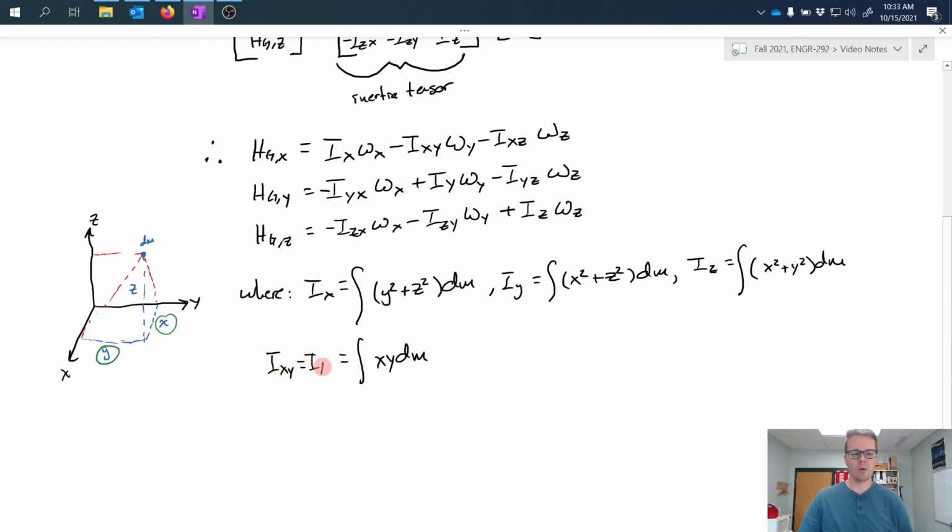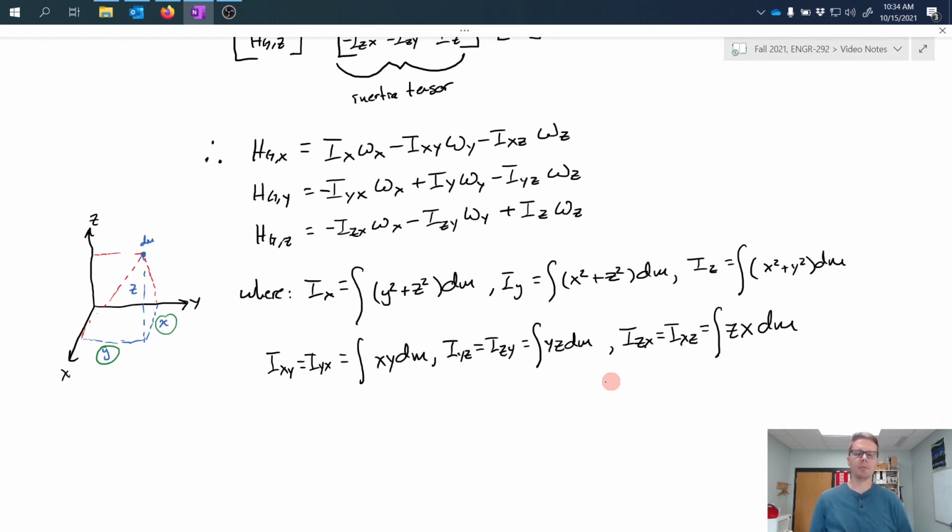Now we should note, however, and I should have written this in here, that Ixy is equal to Iyx. Again, that inertia tensor has symmetry, so we can say that both of those things are equal to each other. Similarly, Iyz is equal to Izy. And now I've got my inertia tensor fully specified in terms of how I might compute that using these integrations.